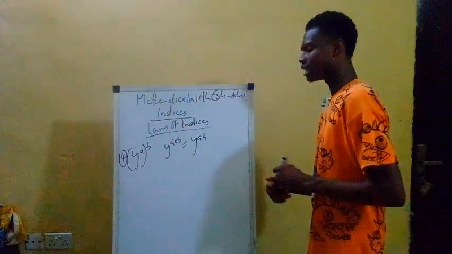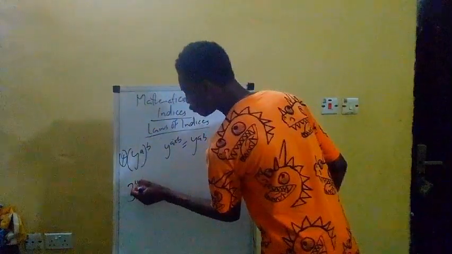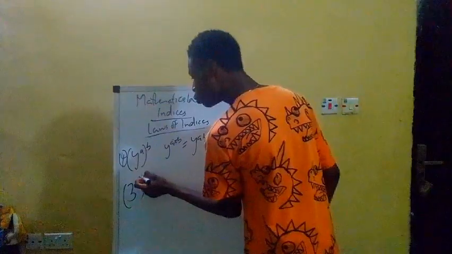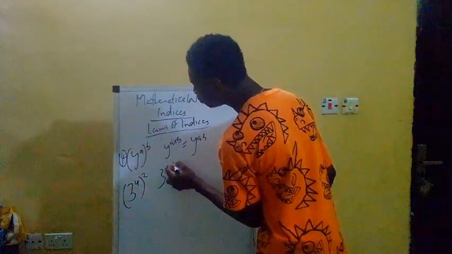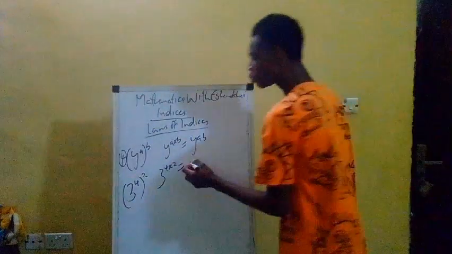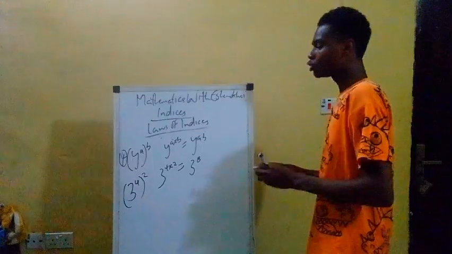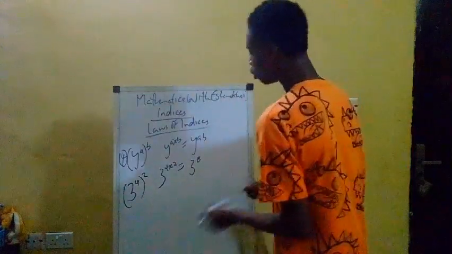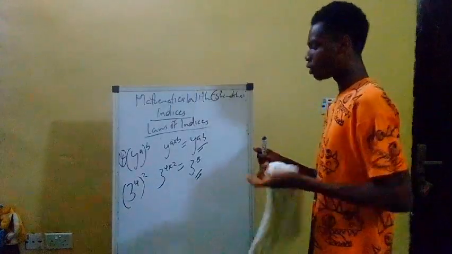Now let me give you an example. Alright, we have 3. I like using 3. Then we have 4. Bracket it. Put 2. What it's telling you is now 3, 4 times 2. And 4 times 2 is what? 3 raised to power 8. That is your answer for the fourth law of indices. I hope you understand it.